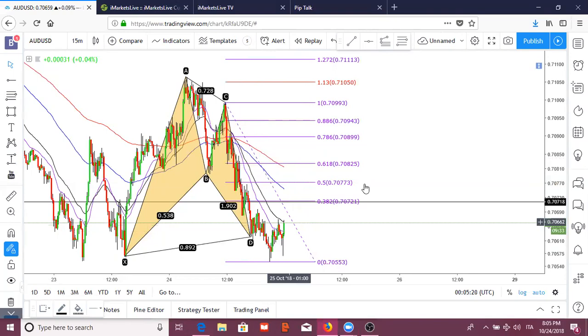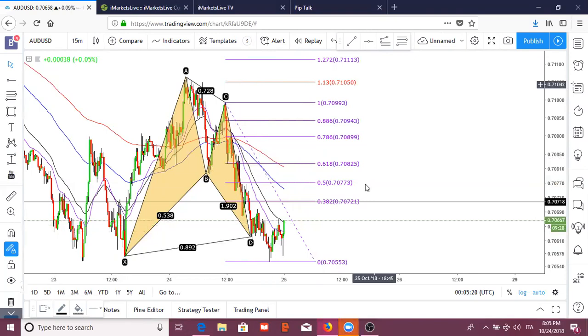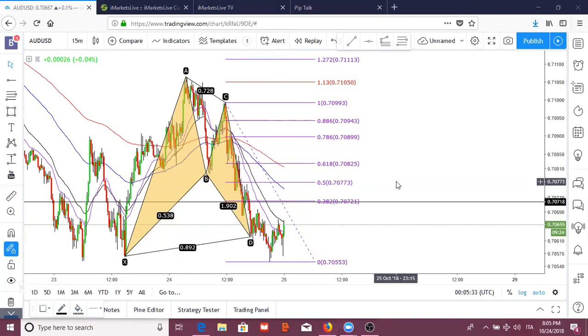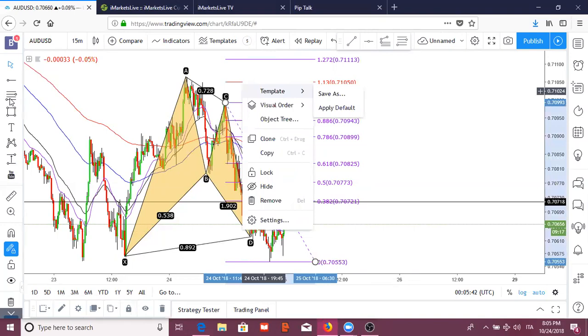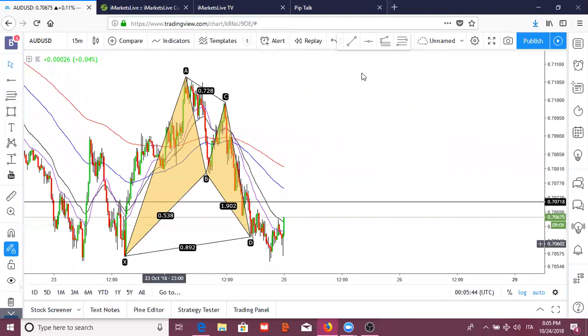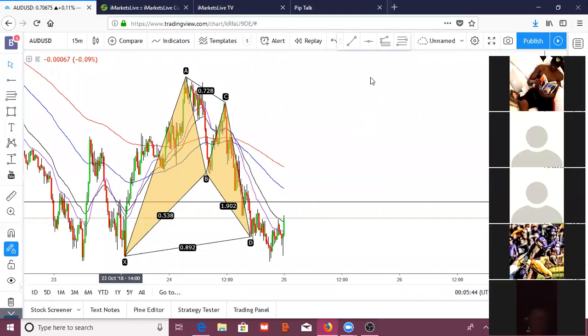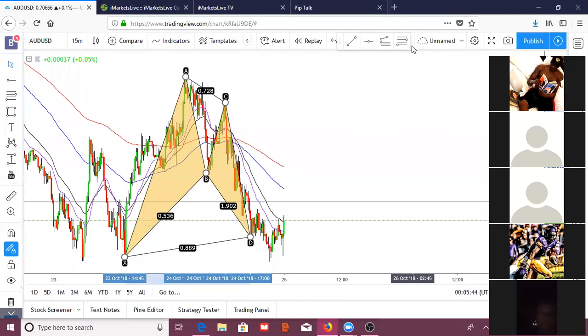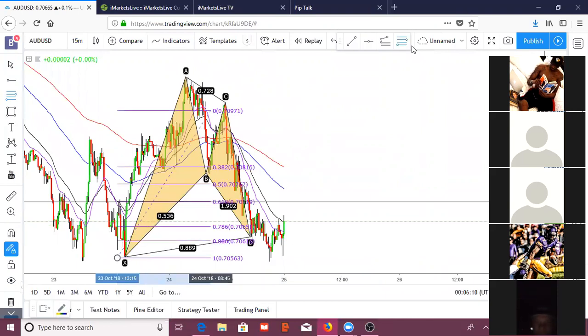Also, what I want to do with y'all, you got to pick one, bro. Which one is it, Bat or the Gartley? I'm gonna help you out. Let me help you out. I'm gonna take my fib from X all the way up to A. Take my fib from X to A. There it is.